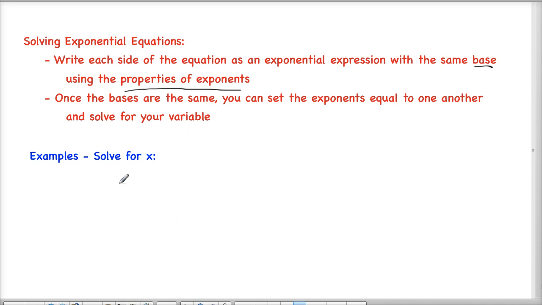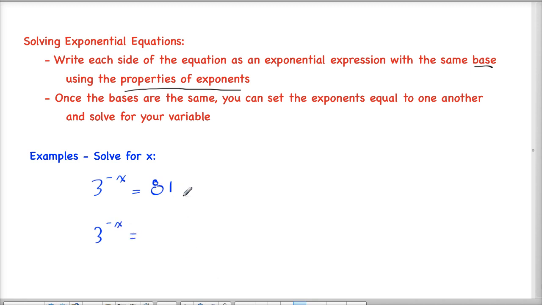And we'll start with 3 to the negative x equals 81. So if I'm looking at those two numbers, I want to get them with the same base. The base is the number that is being raised to a power. In this case, this is 3 to the negative x. There's not much I can change there.